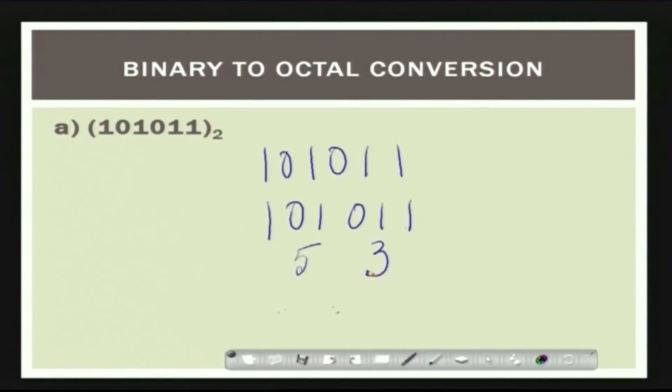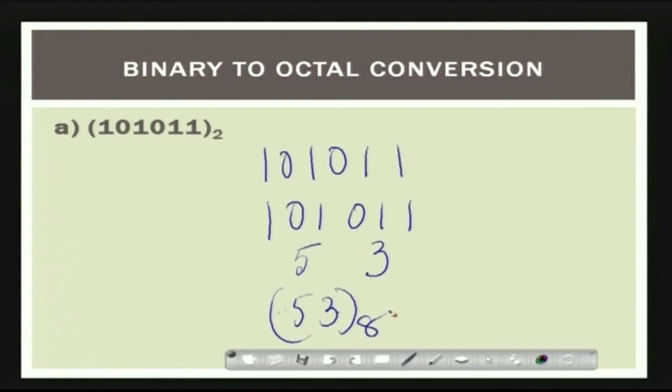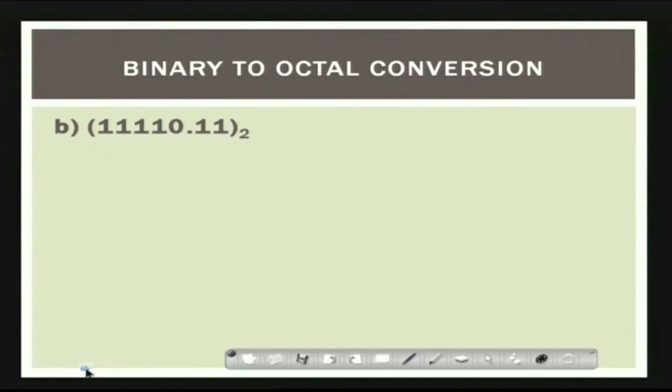So, what is the equivalent of this in the octal number system? It becomes 53. So, you can see that the binary number 101011 can be written as 53 in the octal number system. So, this is what you should remember, and now we will take up another example.